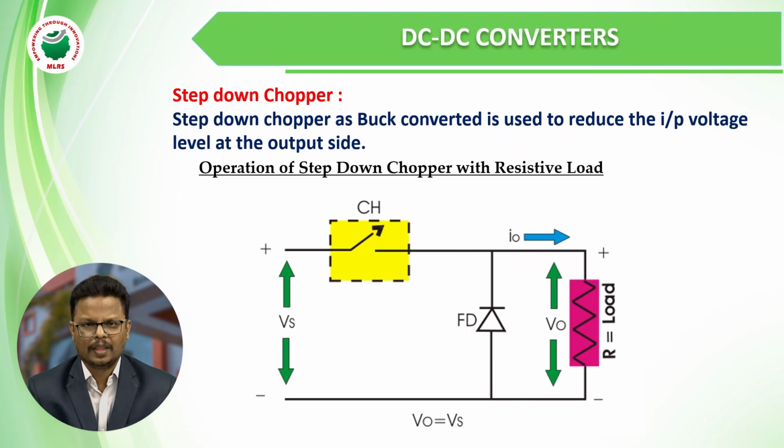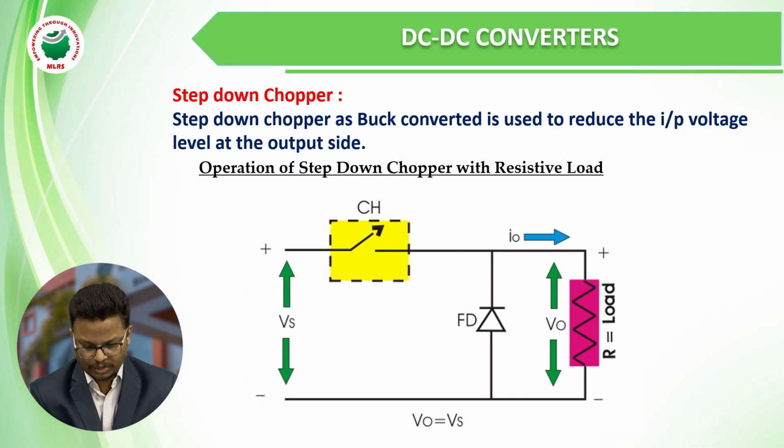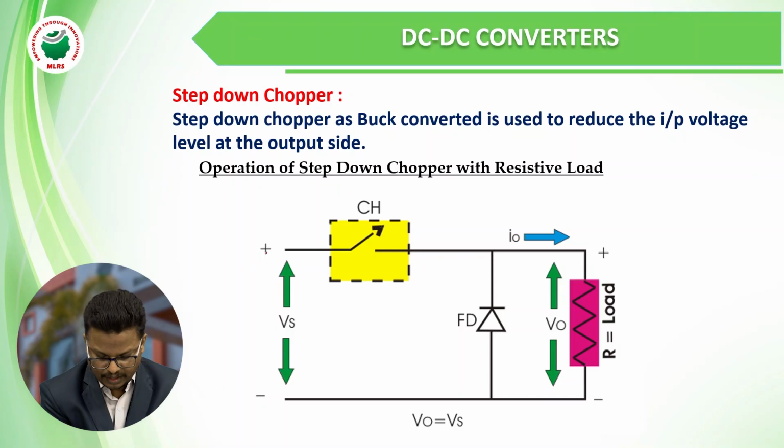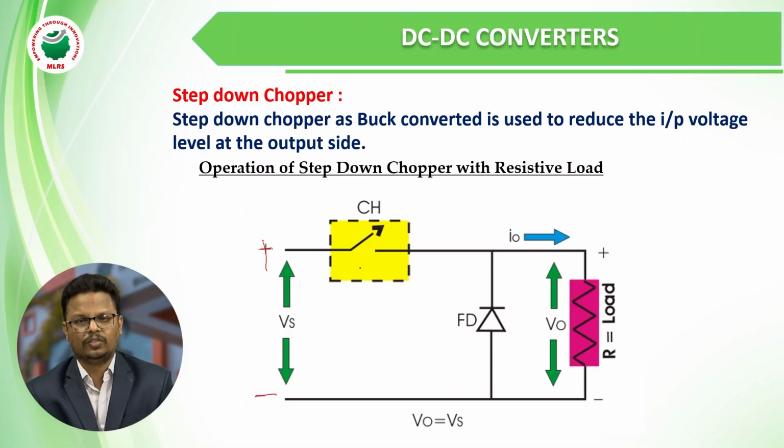And here the first point is the step down chopper. The step down chopper is also called a buck converter, and whatever DC input we give, the DC input will be decreased by using the step down chopper. Here you can observe we have a circuit. In this circuit, we give the DC supply, plus and minus, as the source voltage, and here we are using a switch.